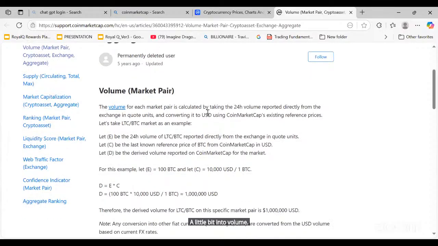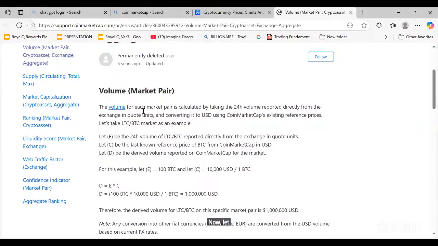The volume of each market pair is calculated by taking the 24-hour volume reported directly from the exchange in quote units and converting it to USD using CoinMarketCap's existing reference prices. Let's take the LTC/BTC market as an example. We may not dig deep here, but ladies and gentlemen, trading is volume.